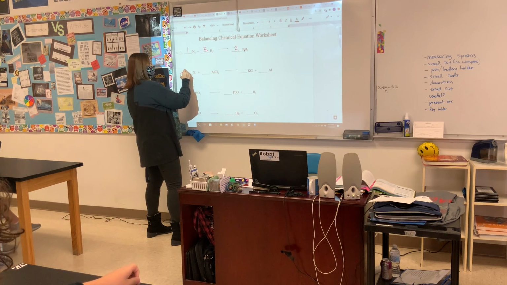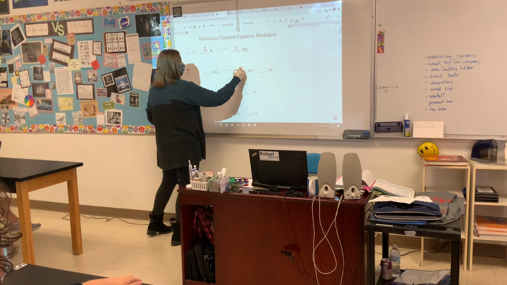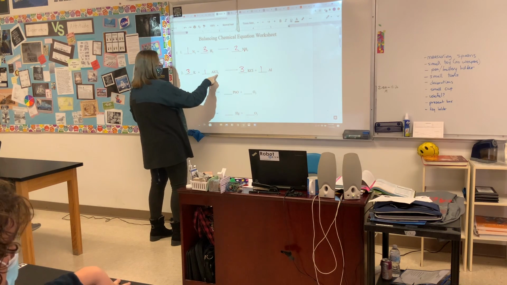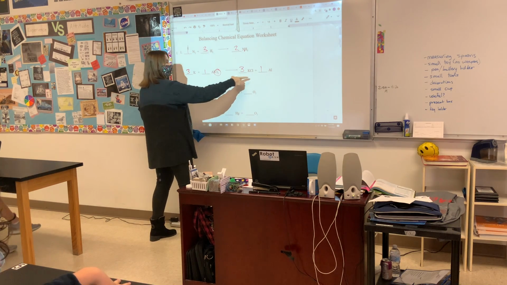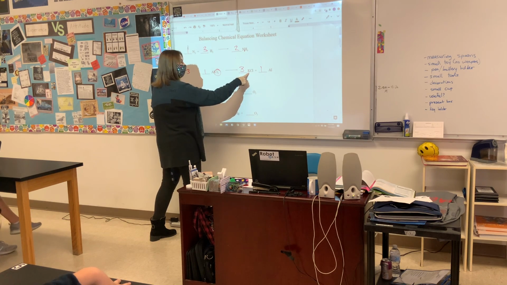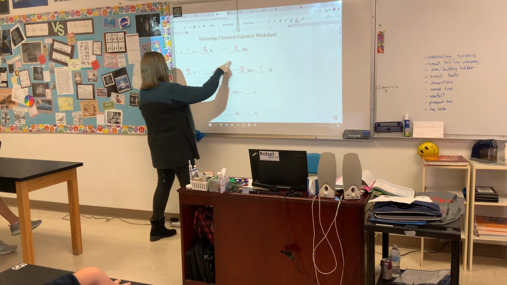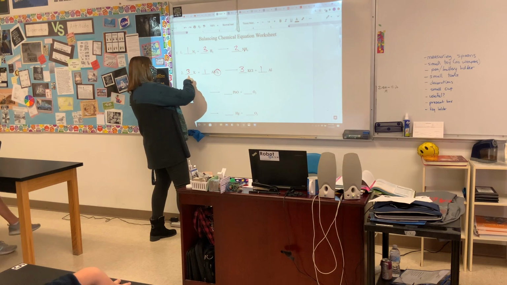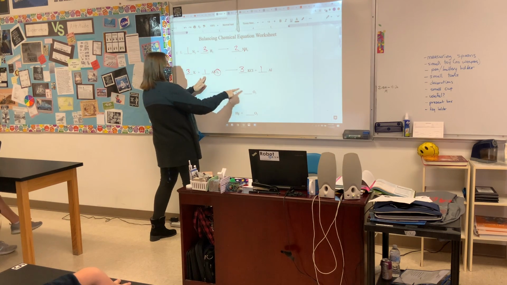How about the next one? 3, 1, 3, 1. Because I needed 3 chlorine here, I need 3 here. But if I have 3 chlorine here, that makes 3 potassium. So I need 3 potassium. And everything else is balanced. 1 aluminum, 1 aluminum.